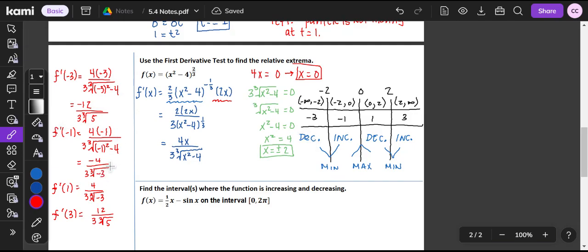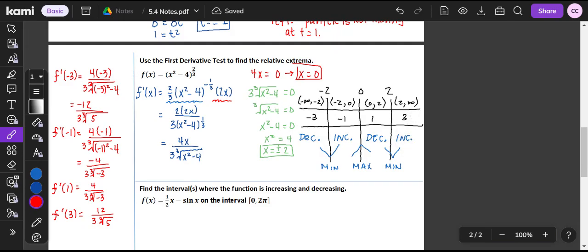However, on the next one, it's a little misleading. When I plug in -1, I end up with a -4 on top, but I end up with 3 times the cube root of -3 on the bottom. The cube root of a negative is also negative. So this is going to be negative divided by negative, and I end up with positive. That's why it's increasing. Same kind of misleading thing down here. Even though I have a +4 on top, the cube root on the bottom is negative, so I have positive over negative. This one is decreasing. And then the last one's really easy. It's positive all the way around.